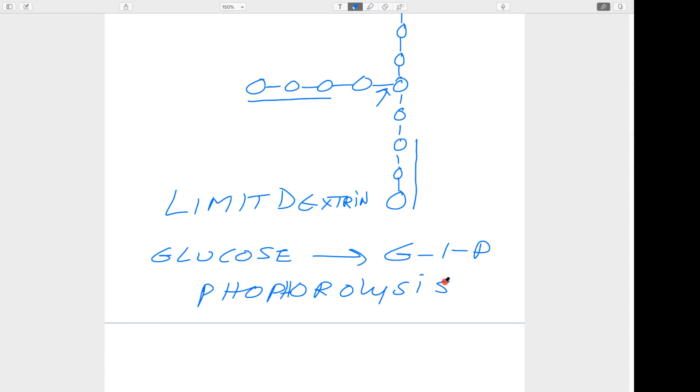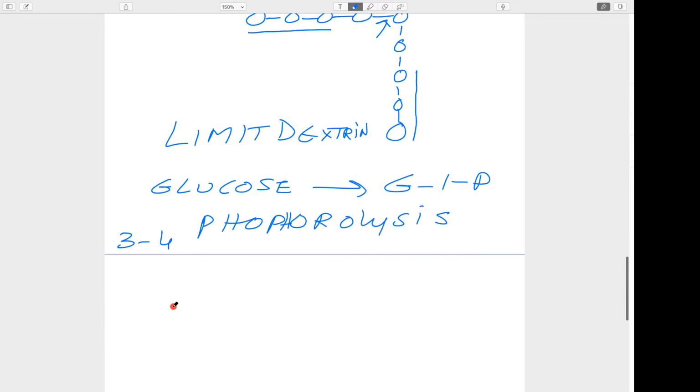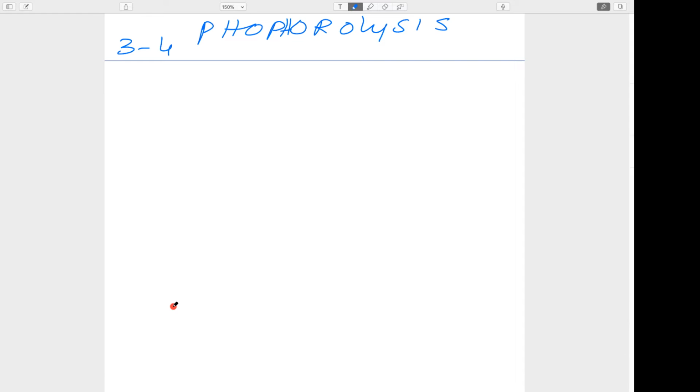This takes place until there are 3 to 4 residues left on either side of the branch and also on the main chain. So that is what we call limit dextrin. It is like a tree, where the branches are trimmed.